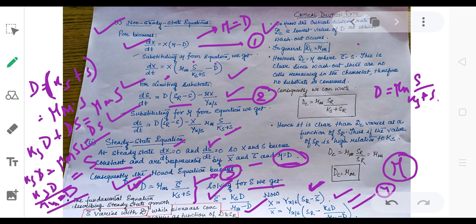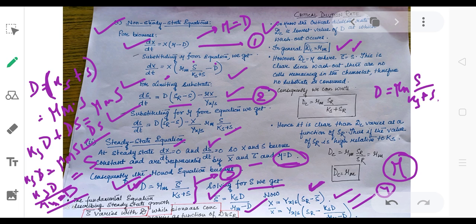Now I will move on. So we know that the critical dilution rate DC is the lowest value of D at which washout occurs. And we also know that DC is equal to mu m. We have derived in the last class. However, DC is equal to mu when S bar, that is the substrate in the chemostat, is equal to S. Okay? That is your limiting substrate.